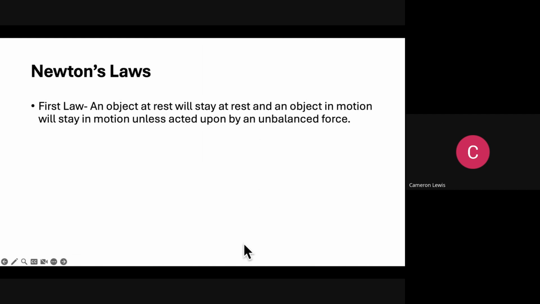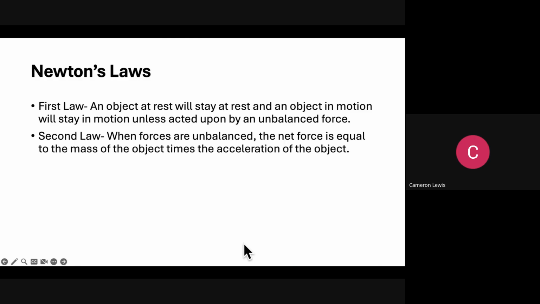The first is that an object in motion will stay in motion. Basically, an object at rest will stay at rest, and an object in motion will stay in motion unless acted upon by an unbalanced force. That might not make sense to you right now, but I'm going to break it down. But I wanted to give you where we're going.